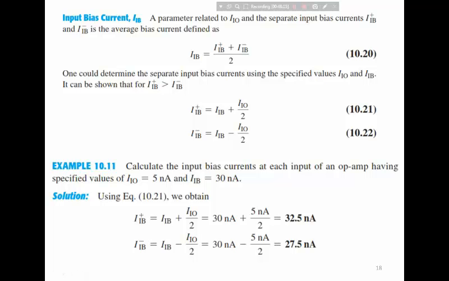So next we see an example to apply these equations to find out these individual currents. So calculate the input bias currents at each input of an op-amp having the specified values of input offset current and input bias current. So just by plugging these values, you can find out the individual terminal currents of the op-amp to be this much.